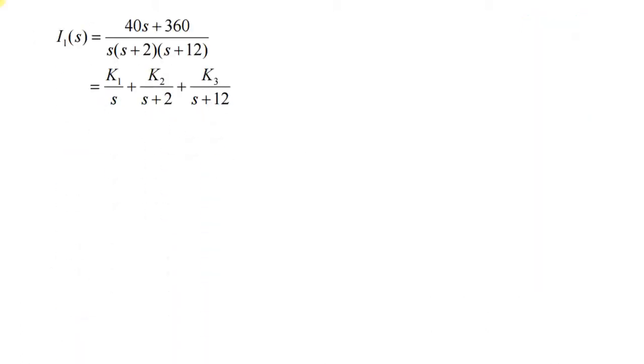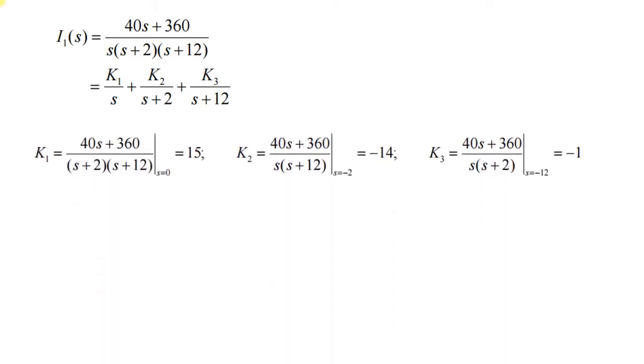So here this is the value of I1 of s. In order to find the inverse Laplace transform, we go for the partial fraction method, which is replaced by k1 divided by s plus k2 divided by s plus 2 plus k3 divided by s plus 12. Now you find out the values of k1, k2, k3. You already studied this in mathematics, so I need not go in depth. So these are the values of k1, k2, k3, and you substitute them in the corresponding I1 of s equation. So this is the final format I get.